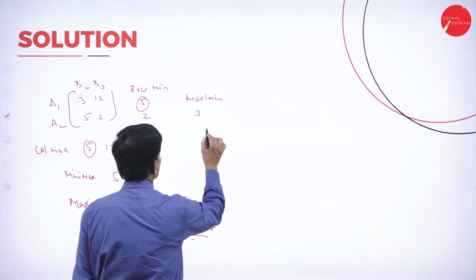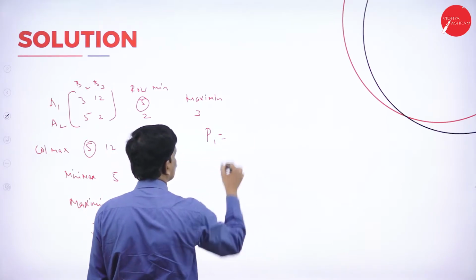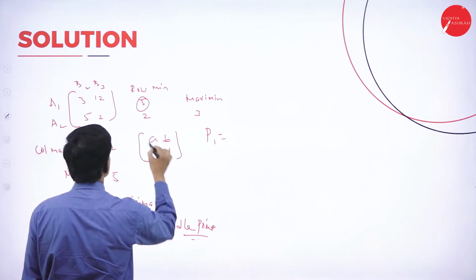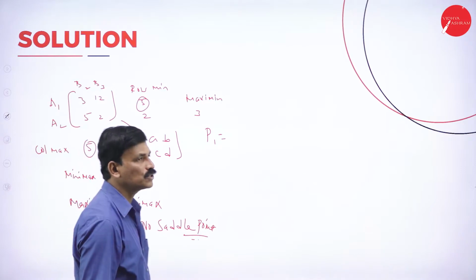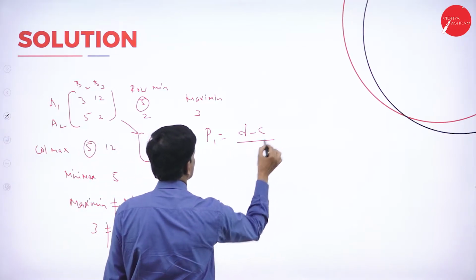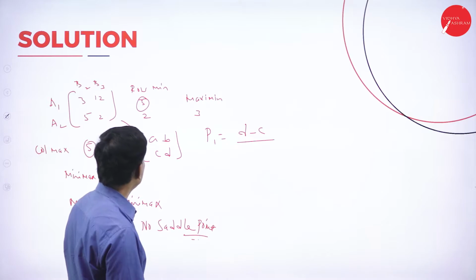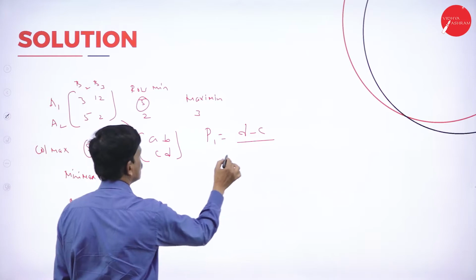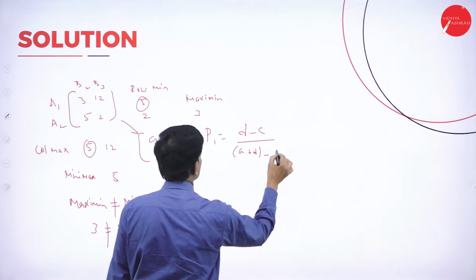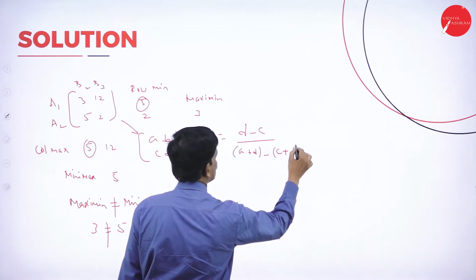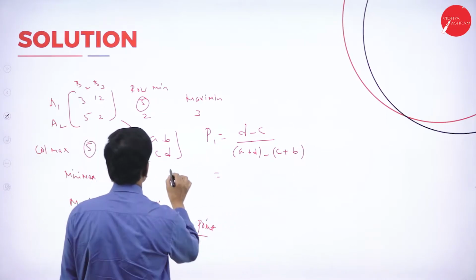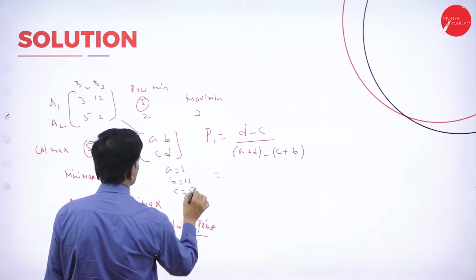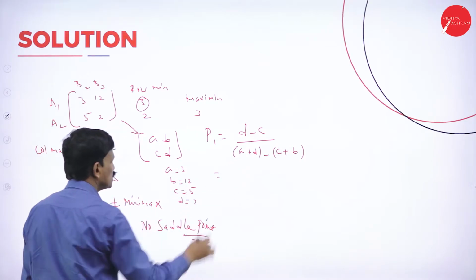That's it. Okay. Find out the value of P1. We know what is P1. P1 is equal to, if this is a matrix, A, B, C, D, then how to solve: P1 is equal to D minus C divided by A plus D minus B plus C. Right. So D minus C divided by A plus D minus C plus B. Simplify this. Here A is equal to 3, B is equal to 12, C is equal to 5, D is equal to 2. Simplify here.